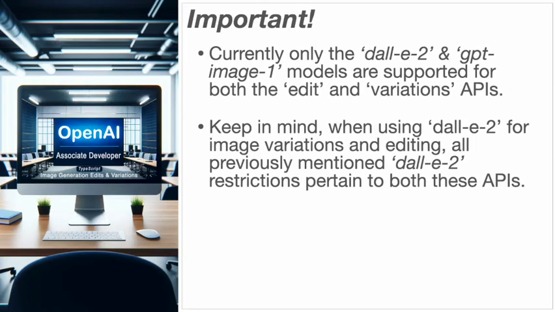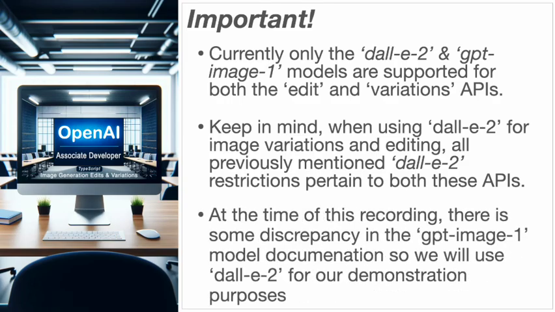Before we delve into the new configuration properties, it's crucial to note that both the Image Variation and Edit APIs are supported by both the DALL-E 2 and GPT Image 1 models, but there is some discrepancy at the time of this recording regarding the functionality of the GPT Image 1 model. Therefore, we will set the model for our examples to DALL-E 2 in our configuration object. Remember, all restrictions for this model mentioned in previous lessons still apply.